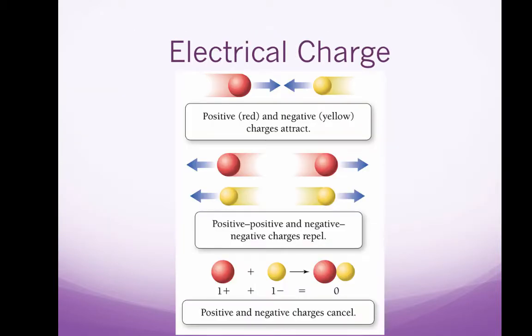Let's just do a brief review of electrical charge. So positive and negative charges attract. Positive and positive, or negative and negative, charges repel. And positive and negative charges cancel. So for 1 positive charge and 1 negative charge, you have an overall neutral charge.